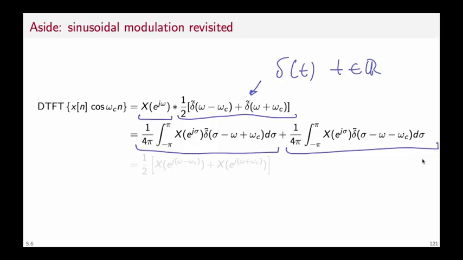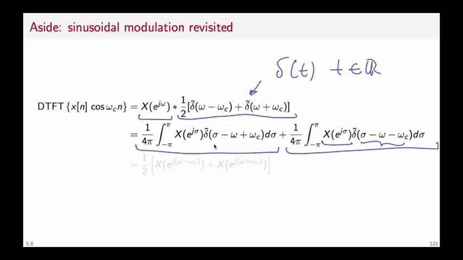And we have, for instance, in the first case, the integral of the product between the DTFT of x and delta of sigma minus omega plus omega c in this sigma. Similar here, we have the complementary term on the negative axis, the integral of the product between the Fourier transform of x and delta of sigma minus omega c. Because of the shifting property of the delta, these integrals will isolate the value of the Fourier transform for the value of sigma where the argument to the delta is equal to 0.